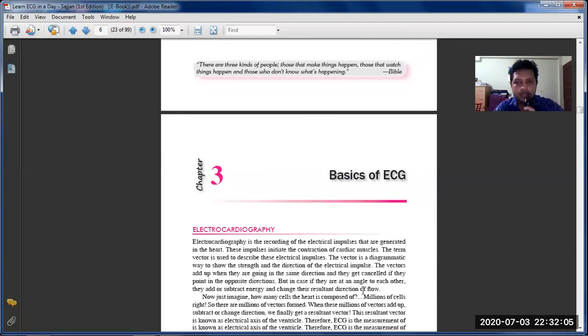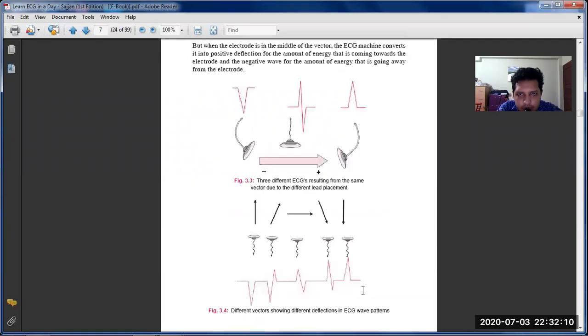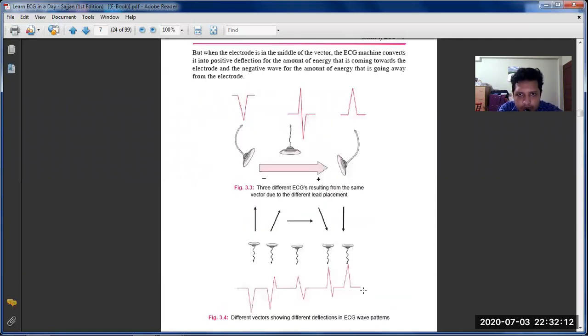Now we will discuss some basics about the ECG. So how are the positive and negative waves in the ECG formed? Suppose a conduction is passing from this point to this point, and we are placing ECG leads in different parts of this conduction. If we place an ECG lead here at my mouse pointer, the conduction is passing away from this lead, so we will see a negative deflection.